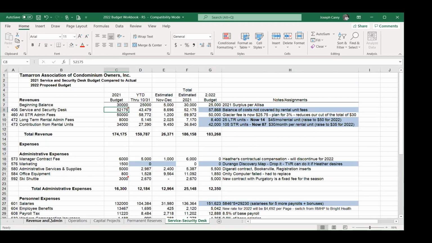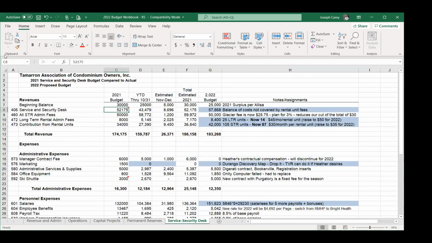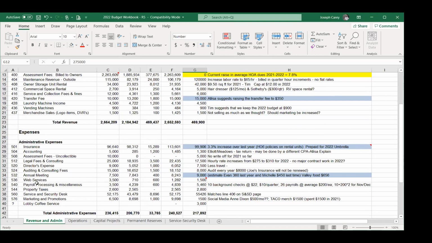And that number appears here. Over, hang on a second. It's 560. 560. Yeah. 560. And I need to change that because I haven't linked those two cells yet, but I'm going to link them. 57,868. All right.